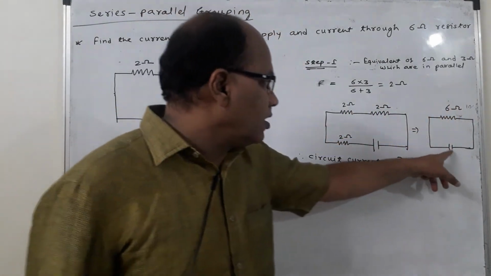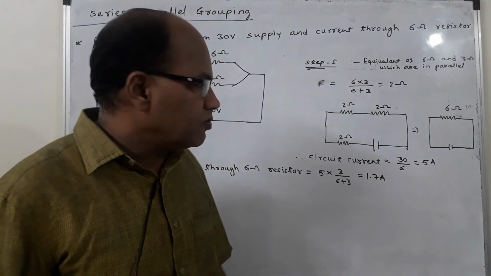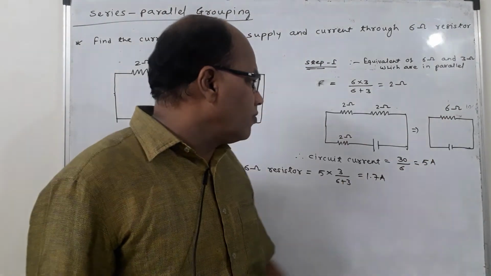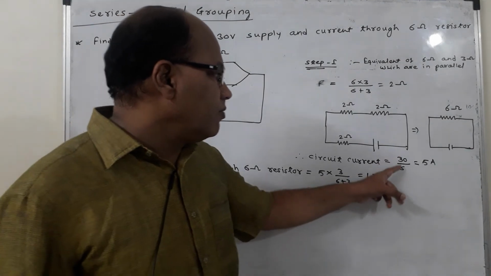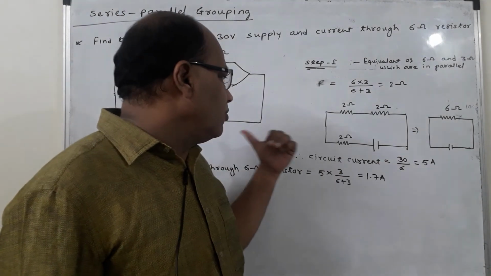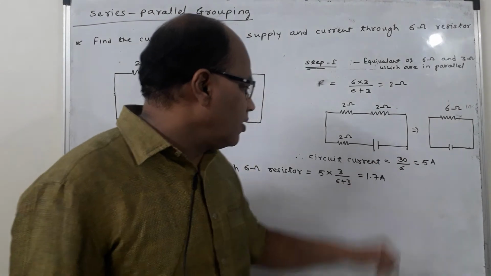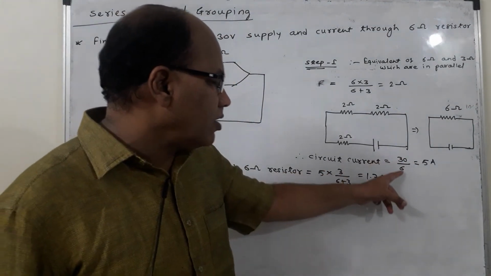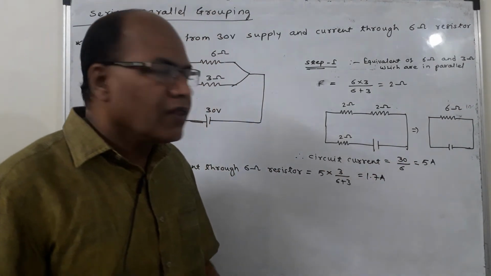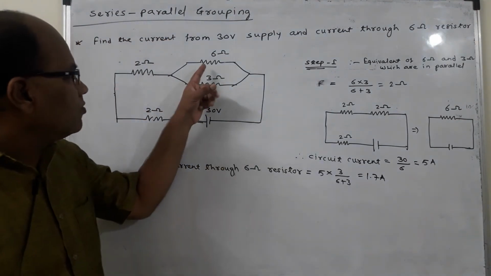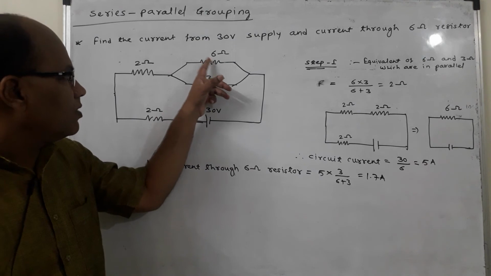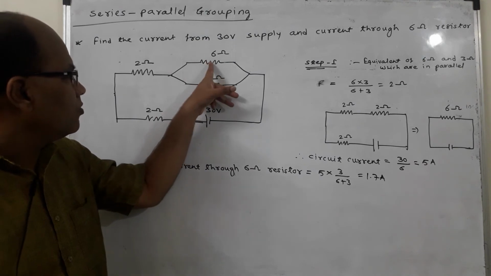The same potential difference is applied in this case also. So 6 ohm is the equivalent resistance, and therefore circuit current can be obtained as V divided by R. V is 30 volt, so the battery is having a voltage of 30 volts, so 30 divided by 6 is equal to 5 ampere. So 5 ampere is the circuit current, but it is asked to get the current through the 6 ohm resistance also, so the actual current through this one.